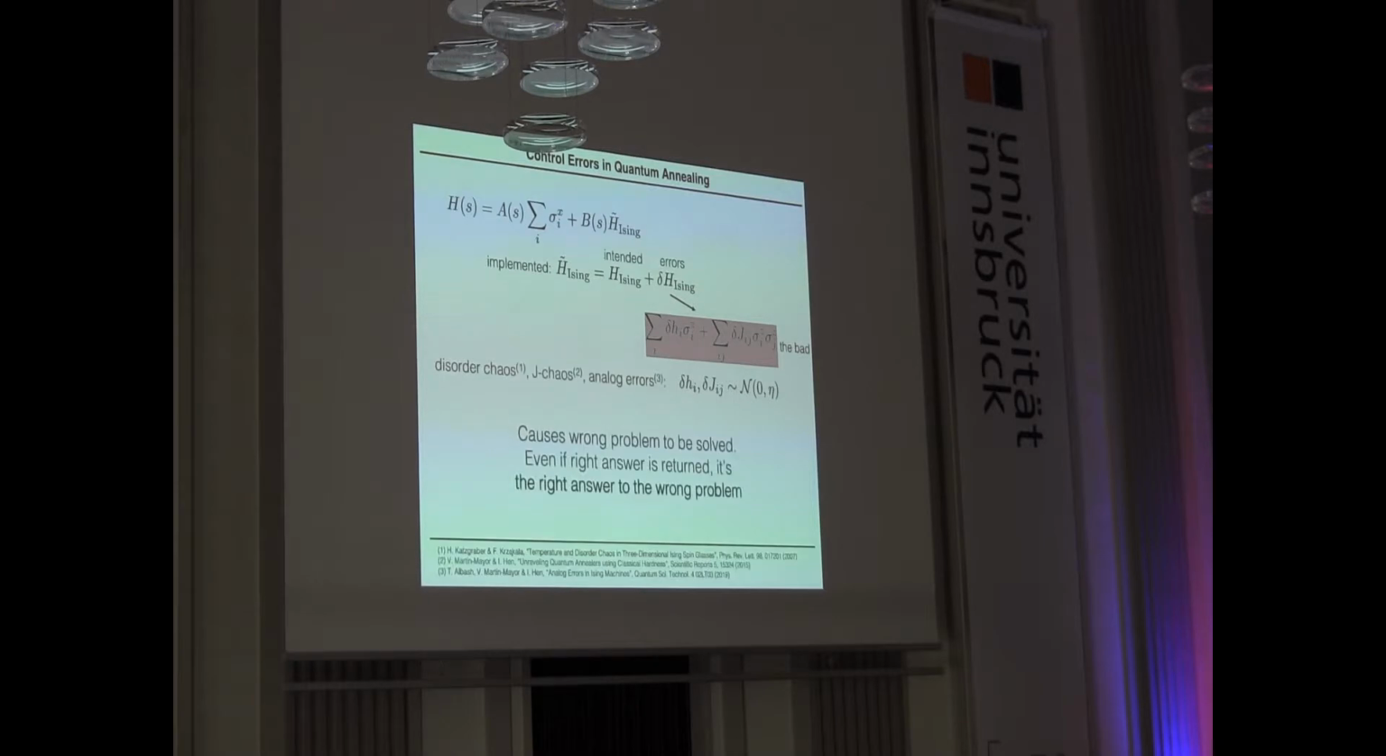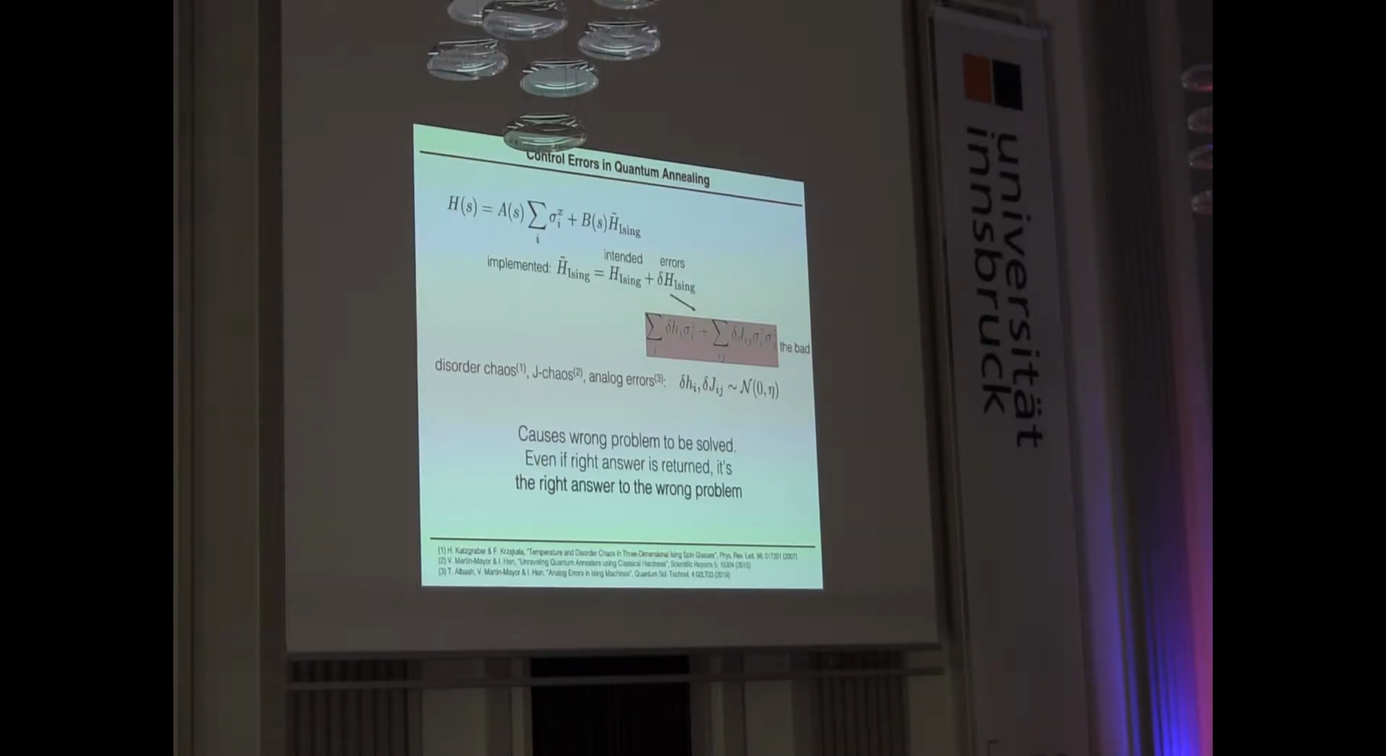So this type of error model has been recognized for more than a decade, going as far back at least as a paper by Katzgraber and Krzakala in 2007, who referred to this as disorder chaos. And then more recently, this has been called J-chaos or analog errors.